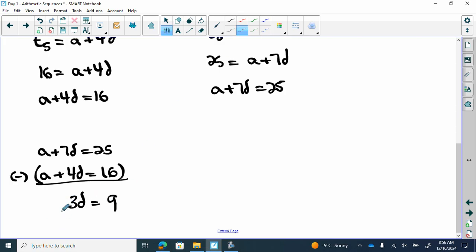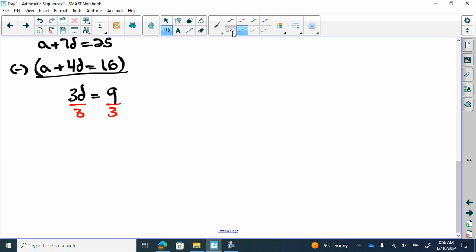All right, how could you solve for D? Divide by 3. Shot at redemption, John Boy. What's 3D divided by 3? Oh man, this is rough. It's D, folks. Should we try it again? 9 divided by 3. We got that one? What is it? Attaboy. So the common difference is 3.